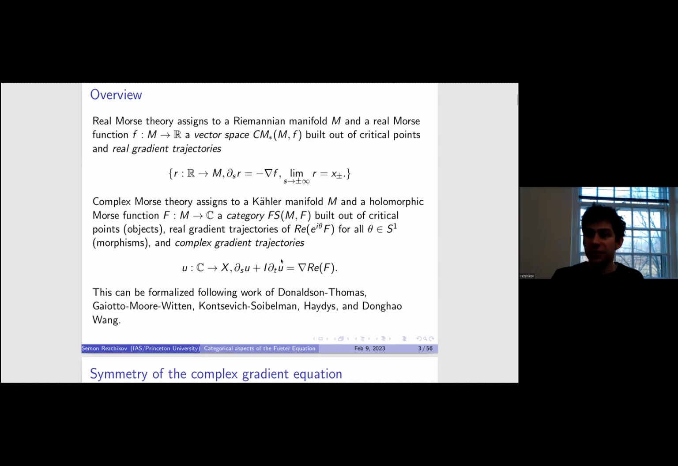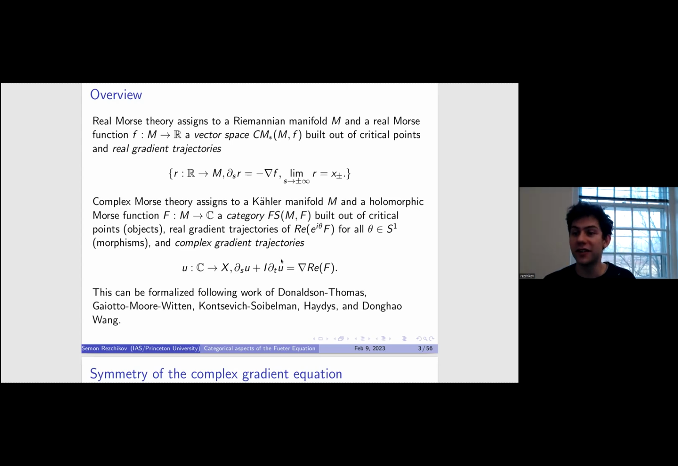So let's just get to it. I said we're supposed to complexify everything. So let's think about the basic finite dimensional model. Well, real Morse theory assigns to a Riemannian manifold and a real Morse function a vector space. And the vector space is built out of the critical points of the function, as well as real gradient trajectories, which are solutions to this real gradient flow equation. Those are used to define the differential on the Morse complex.